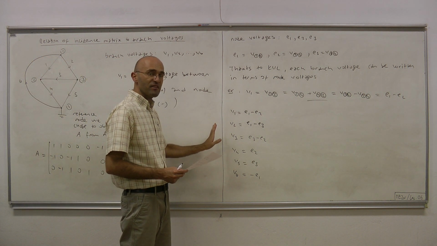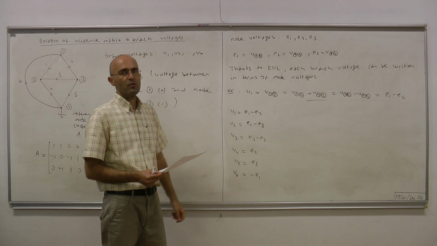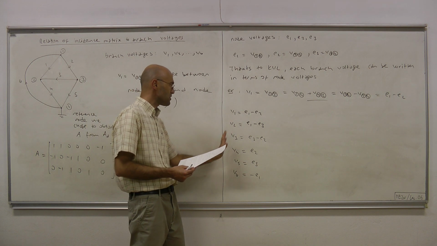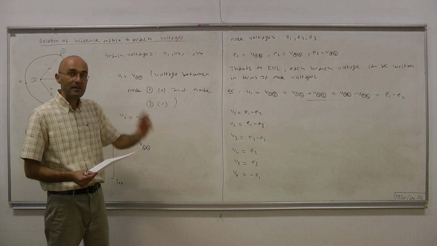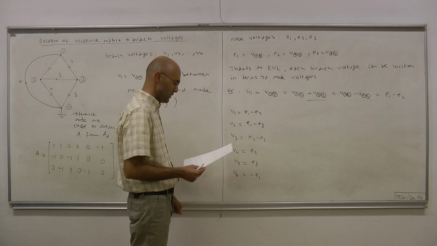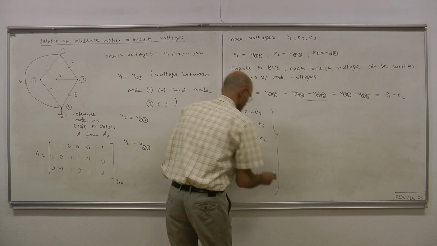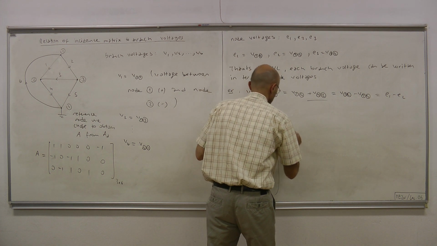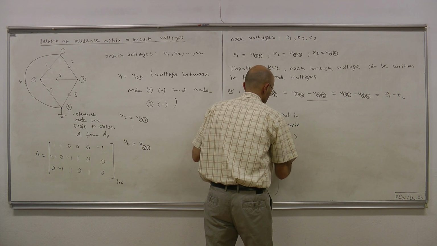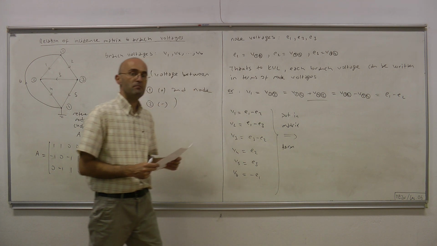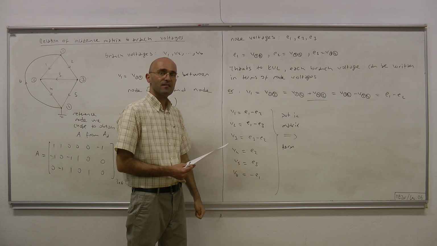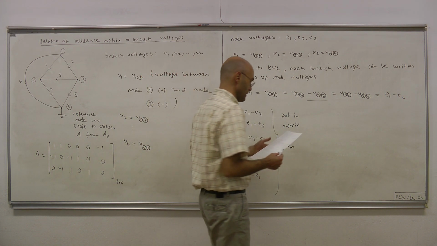Here on the left-hand side we have the branch voltages, on the right-hand side we have the node voltages. Therefore, branch voltages and node voltages are related to one another in a linear fashion. Let's write that relation in matrix form, by which we mean we're going to find the relation between the node voltage vector and the branch voltage vector.